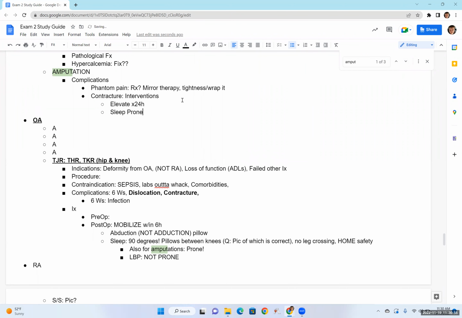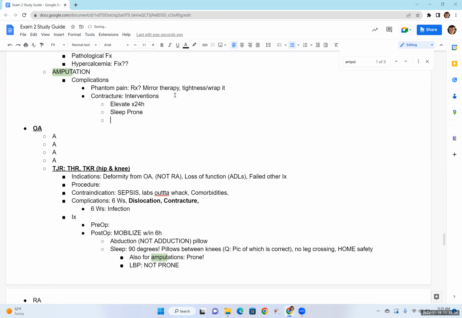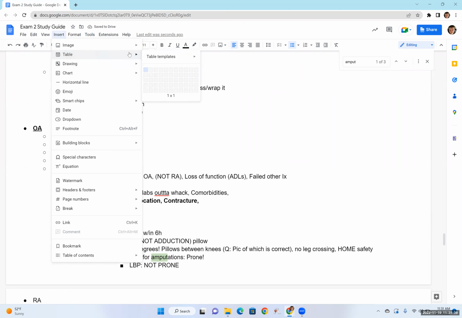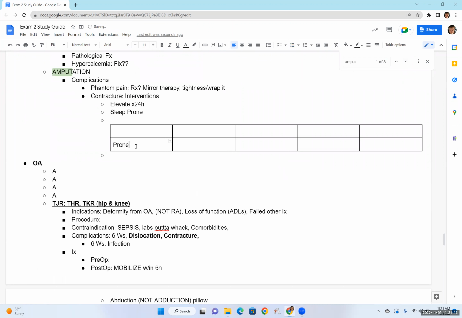Sleep prone. So probably make a sleep table. Sleep prone: who gets prone? Who does not get prone? Make it 3 columns. Insert a table like this, and we can put down who gets prone. You can do a picture of what it looks like. Then you can say recommended for, not recommended, not for. Not for who?